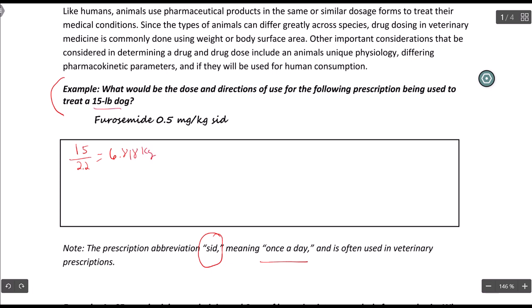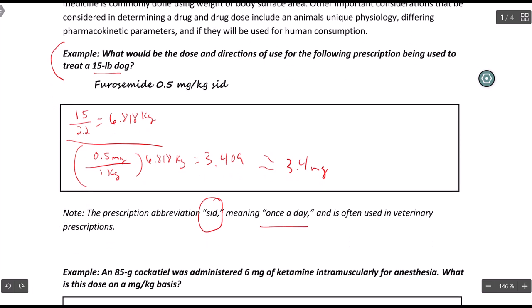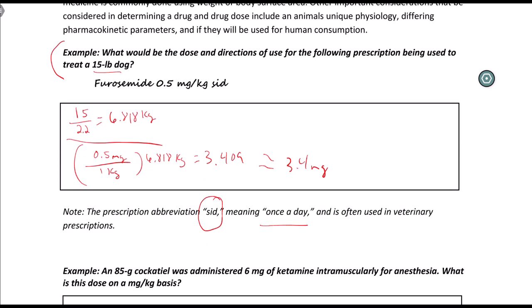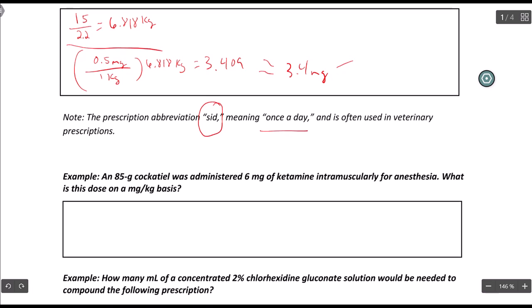The next thing we're going to do now is find the dose. The dose is 0.5 milligrams per kilogram, right? 1 kilogram. And they weigh 6.818 kgs, and you should get about 3.409, which we are going to estimate about 3.4 milligrams. So that's the dose that you would give. So furosemide would be dosed at 3.4 milligrams. A lot of times you might see liquids for vet purposes, for veterinary products, as well as you can compound a product that has 3.4 milligrams in it, because you're not going to find that commercially at all.